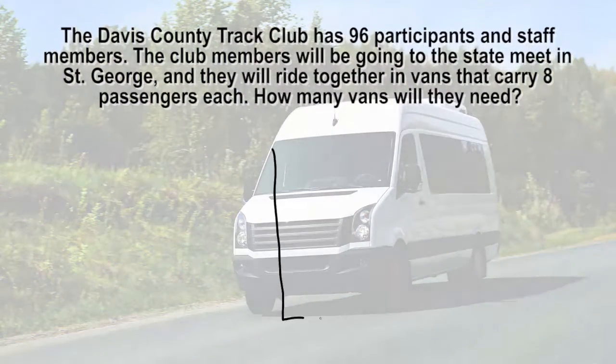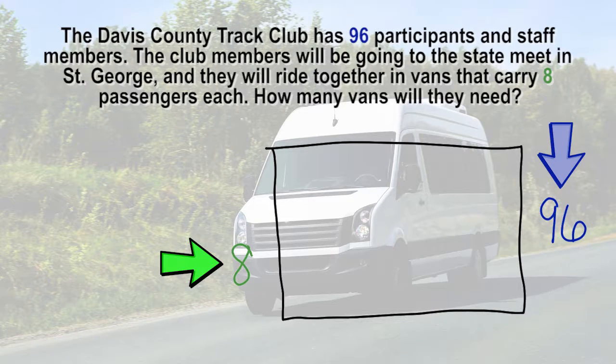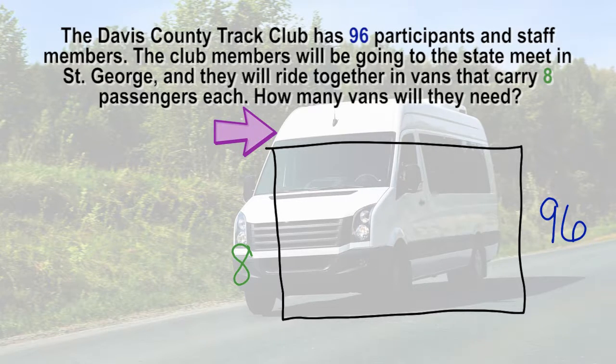Let's divide by using the open array. Our total, or dividend, is on the right of our array, and the number of people that can be grouped to ride in one van is 8 as our divisor and a factor of 96. We are looking for our missing factor to describe the number of vans we will need for transport.